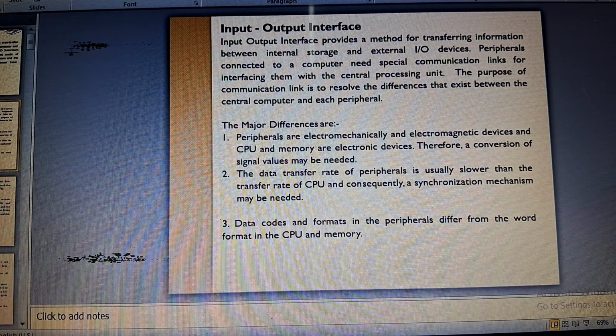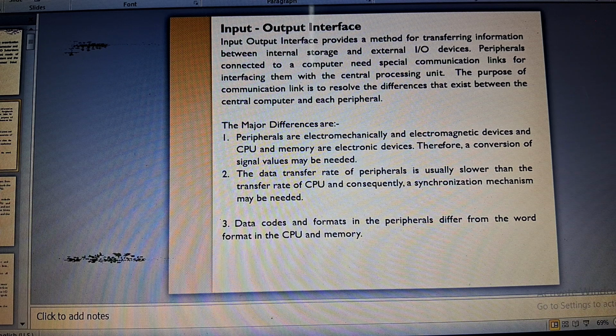The differences are: peripherals are electromechanical and electromagnetic devices, and the CPU and the memory are electronic devices. Therefore a conversion of signal values may be needed. Yes, this is the major difference: the peripheral devices are electromechanical and electromagnetic, while the CPU and the memory are electronic. So there is a difference between the signal values, and these signals must be converted into another signal. That's why there is a need of the input-output interface.